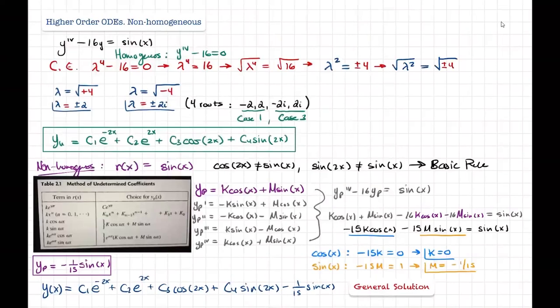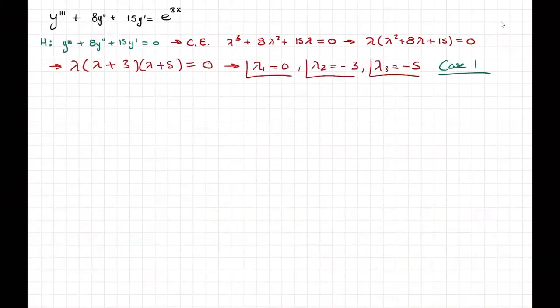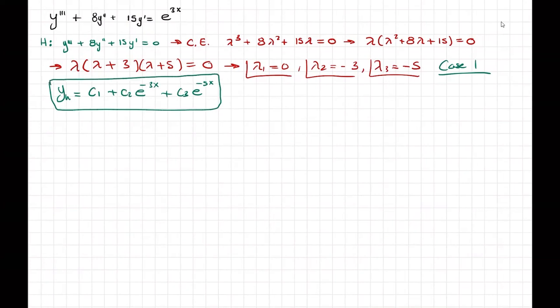With this one, all I need to do is write my homogeneous solution. So this is C1, because of the lambda 0, so the exponential basically cancels, plus C2 e to the negative 3x plus C3 e to the negative 5x. And this is my homogeneous solution for this problem.